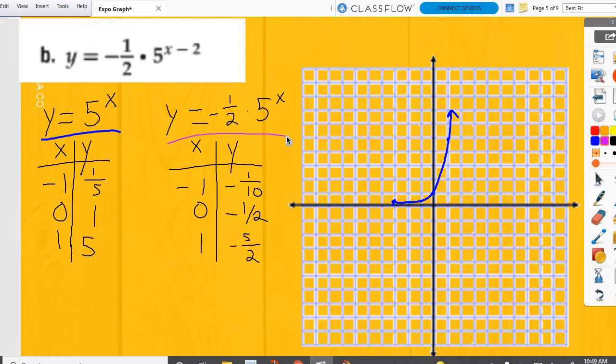So now, if we graph that one, we would look like that. So notice that it has reflected it, so it's pointing down, and it's also compressed it, so it's pointing towards my x-axis. So is that my final graph? No. What do we need to do then? Move it to the right. Move each of my points to the right. How many spots? 2.